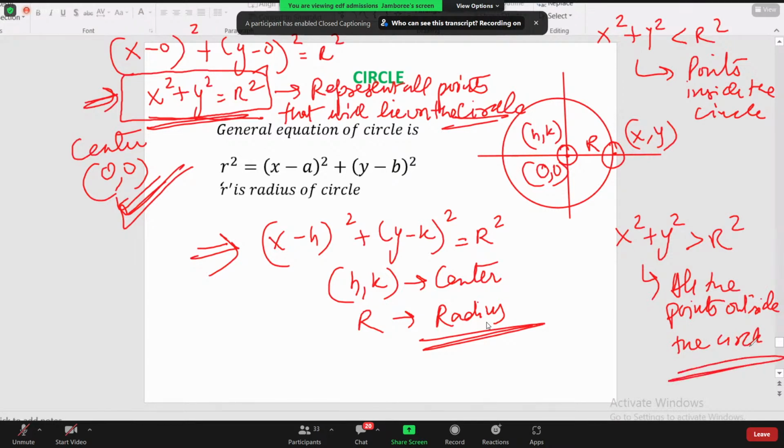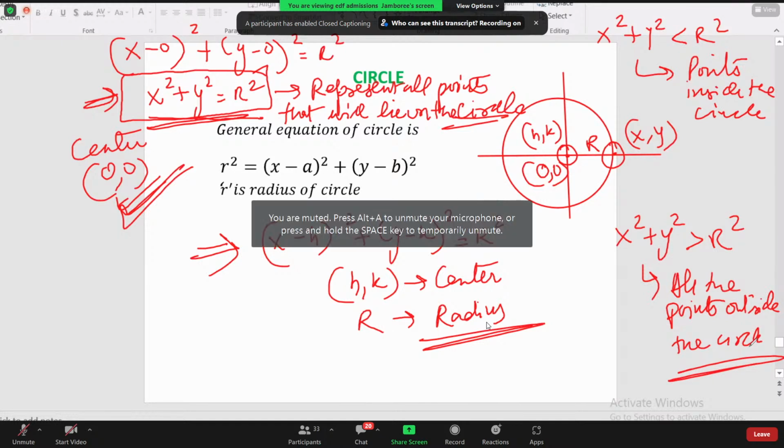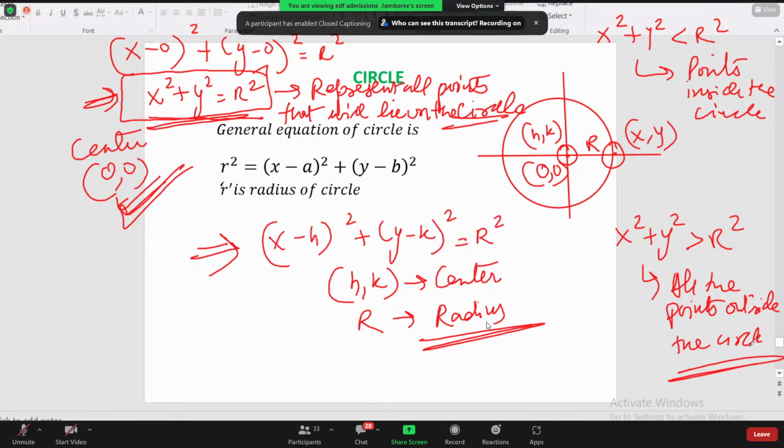So it's all about analysis, which you need to understand and remember. So x square plus y square equals r square will represent the points on the circle. Greater than r square will represent outside the circle. Less than r square will represent inside the circle.